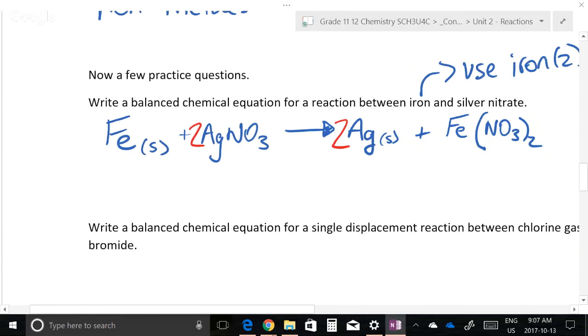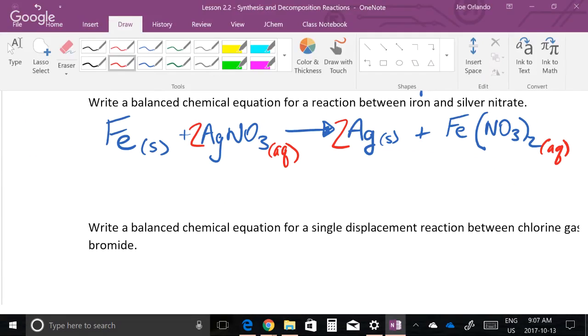Fantastic. Not quite. Now I should probably put states of matter here, but we haven't talked about this. This reaction could potentially happen by sprinkling solid iron over solid silver nitrate, but it's more likely that this happened in a test tube, dissolved in water. So I'm going to say it was probably aqueous. But it could potentially happen either way.